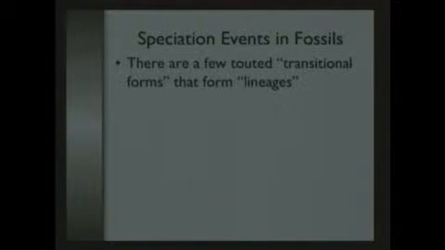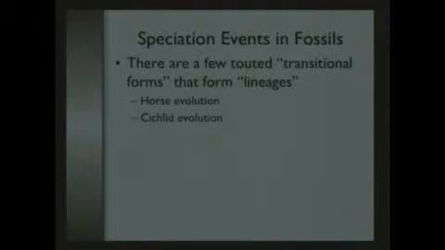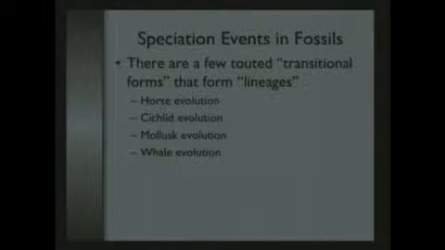There are a few touted transitional lineages. They include horse evolution, cichlid evolution, mollusk evolution, whale evolution. There are some classic textbook diagrams where you'll see a shell of a certain size and shape and certain line patterns, and then another one beside it with slightly different, and slightly different, and slightly different, and they'll show you these transitional forms spanning millions of years and conclude, look, over the course of 20 million years here, we got speciation. These are different mollusks now.